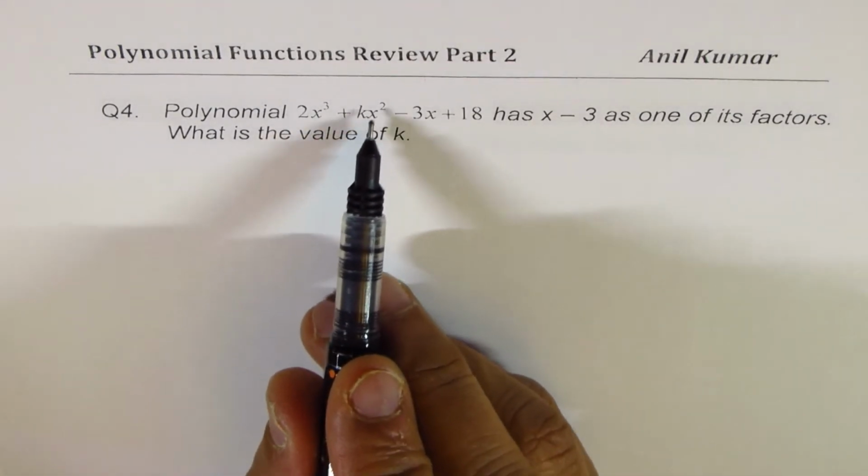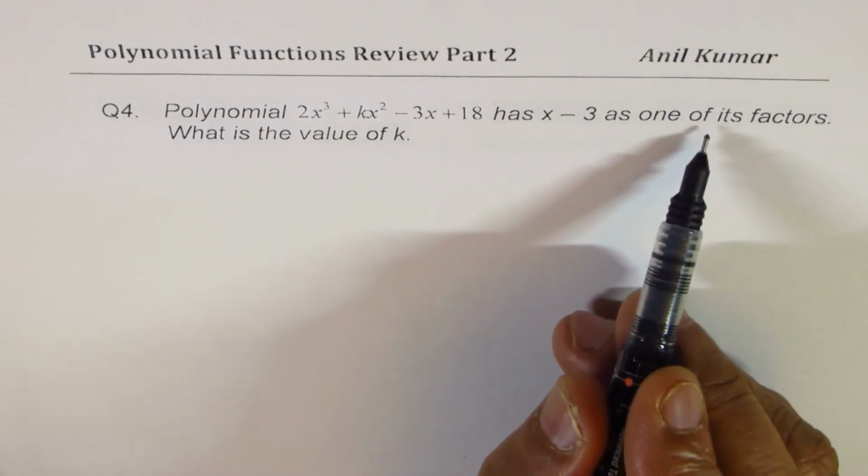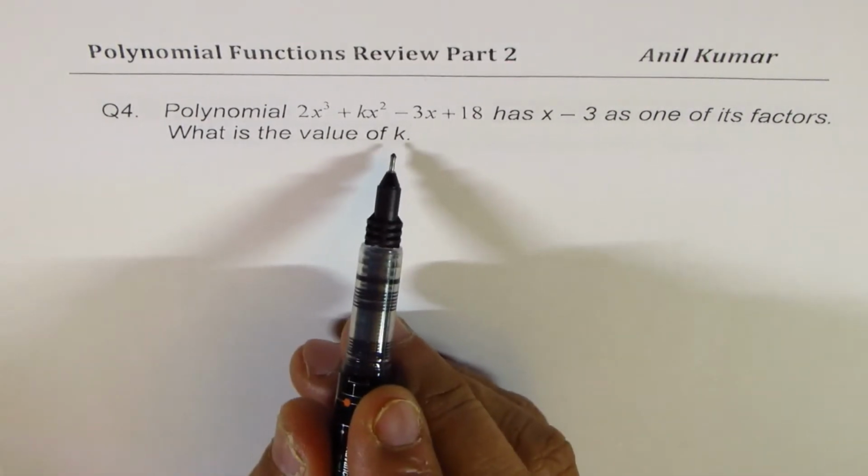Question number 4. Polynomial 2x cubed plus kx squared minus 3x plus 18 has x minus 3 as one of its factors. What is the value of k?